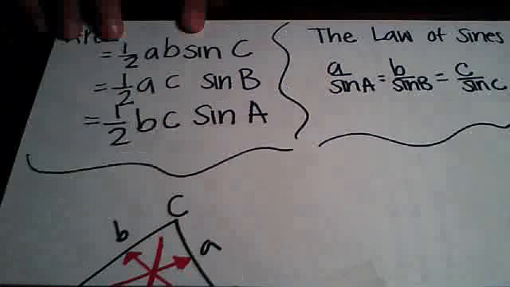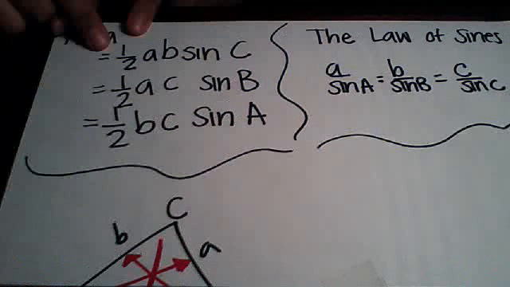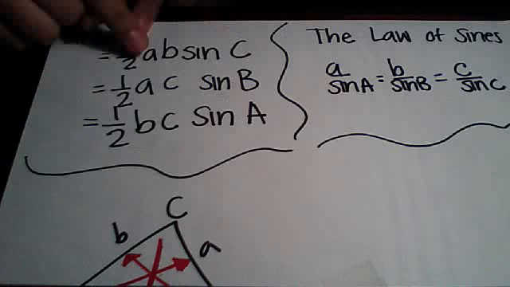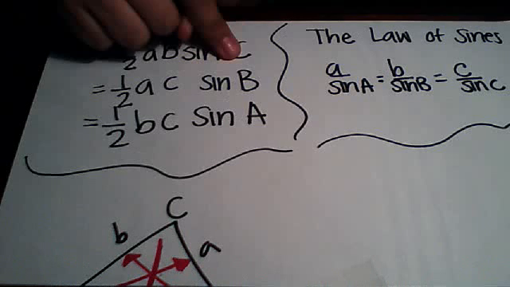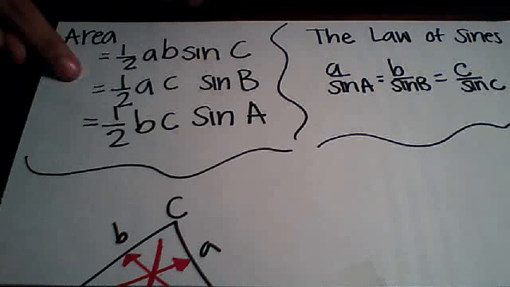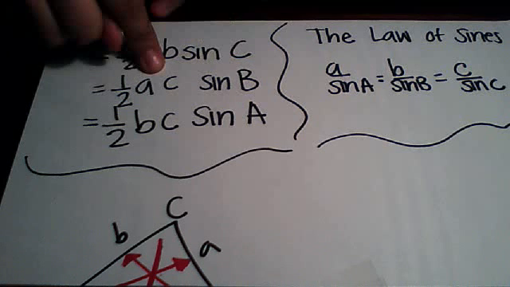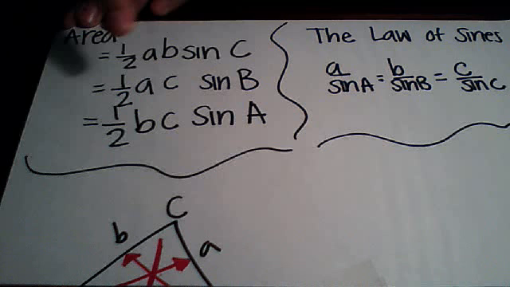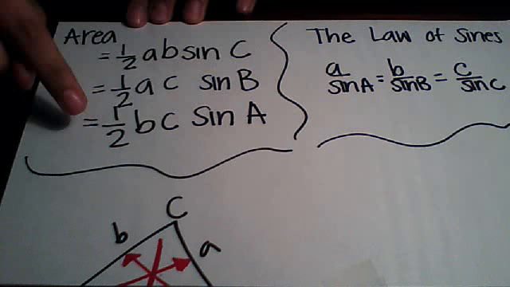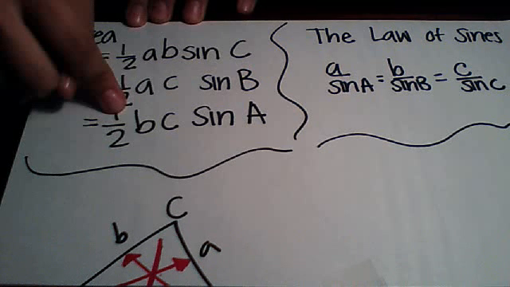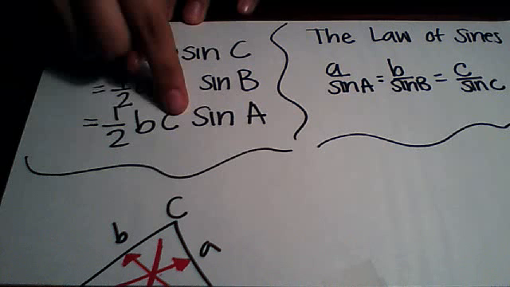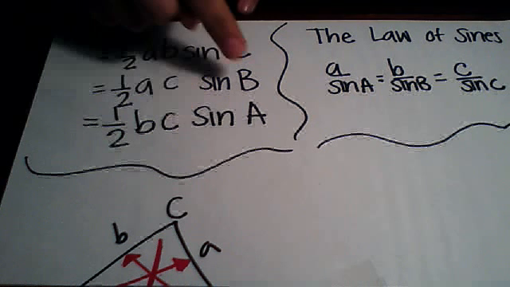So let's look at the first one: 1/2 times side A times side B times the sine of angle C. And the second one is 1/2 times side A times side C times the sine of angle B. Look at the third one: 1/2 times side B times side C times the sine of angle A.